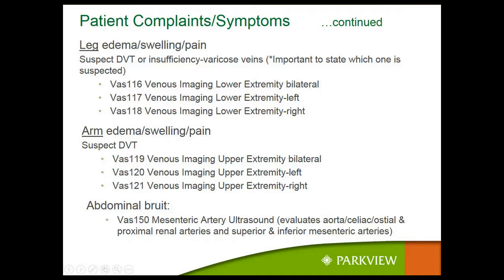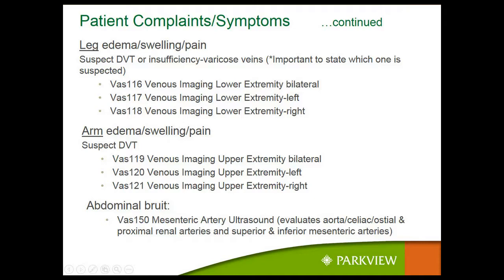The hospital, I've never seen the hospital ever evaluate for insufficiency. Never. So if they want insufficiency, we're here, because I've never seen any ultrasound study that they have ever done on veins that they've even mentioned any kind of insufficiency. They only look at blood clots. So those are the 3, the bilateral, left or right. Arm edema, swelling, pain, same thing if they're suspecting a blood clot. Those are the upper extremity, left and right.